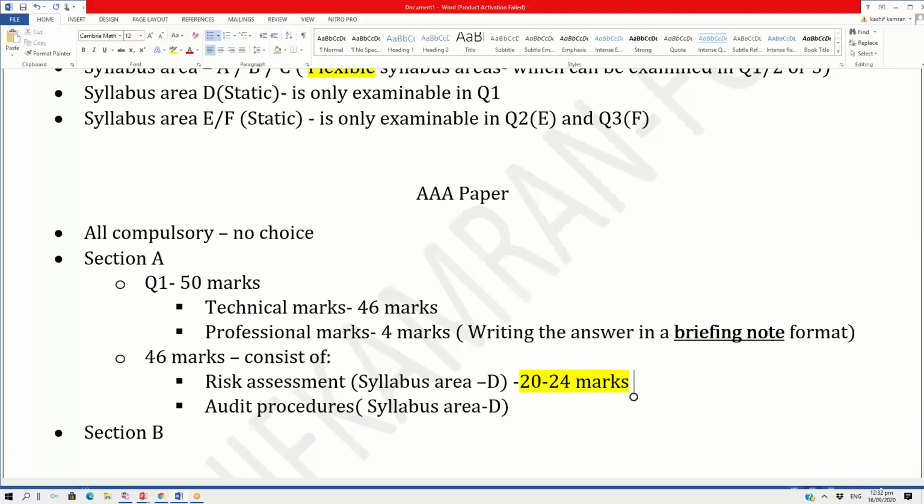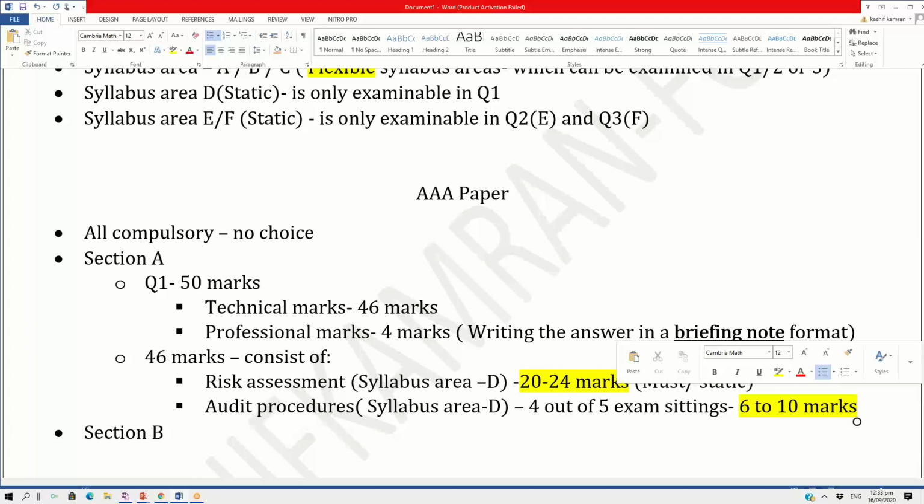Risk assessment is a must, and risk assessment is static. You cannot find any exam setting without it. Audit procedures appear in 4 out of 5 exam settings. You will find audit procedures in question number 1. So we cannot say this is static, but this is very regular. How many marks on average? On average, 6 to 10 marks.